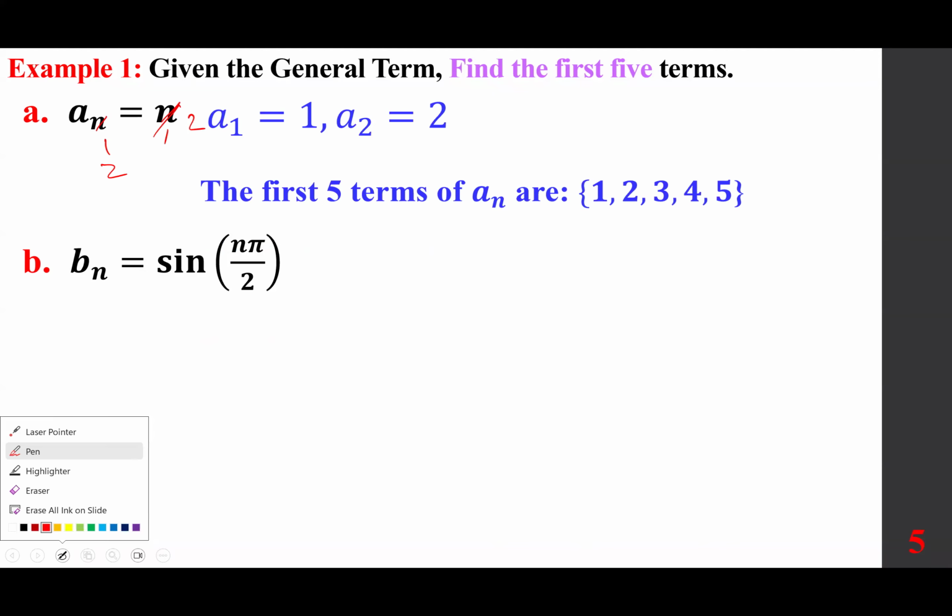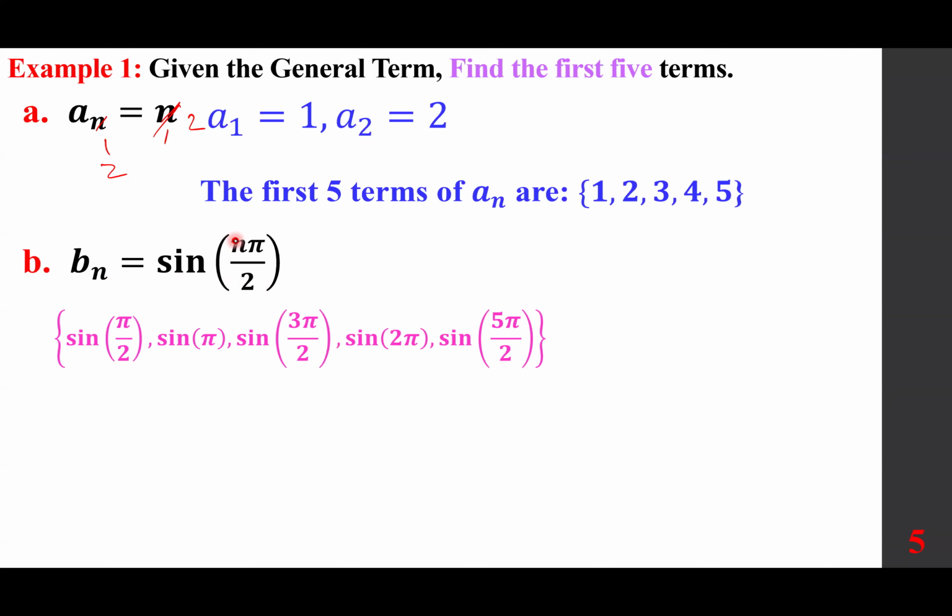Part B, b sub n is sine of n pi divided by 2. Well, replace the n with 1, we get sine of pi over 2. Replace it with 2, we get sine of 2 pi over 2, or sine of pi. Replace it with 3, sine of 3 pi over 2. 4 pi over 2 gives us 2 pi, sine of 2 pi. And if you replace it with 5, sine of 5 pi over 2.